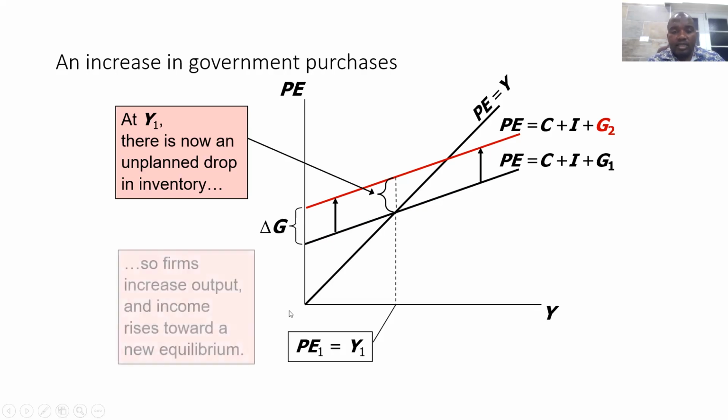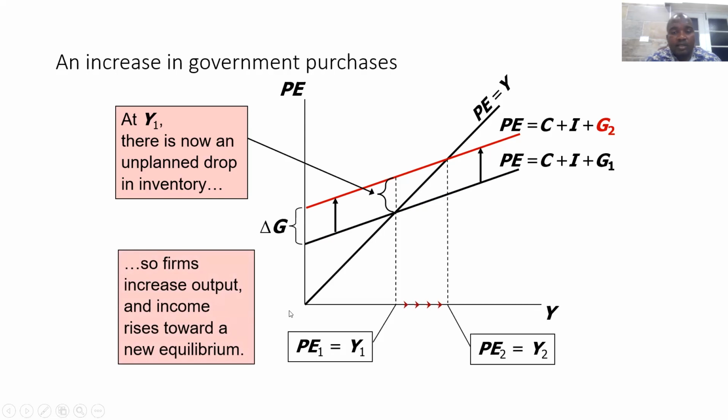And what does this necessitate? Firms have to increase output, which leads to national income rising towards a new equilibrium, which is Y2. So there is the government spending multiplier, which will be taking place.